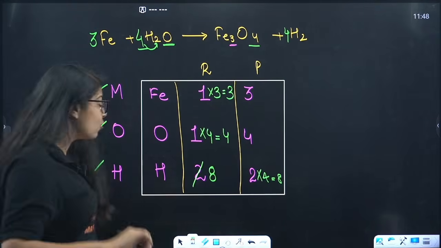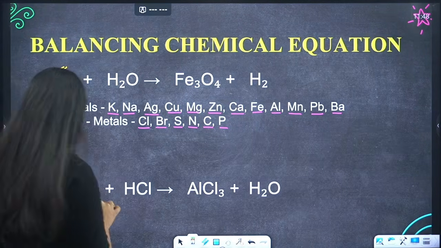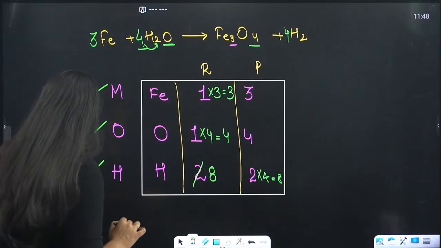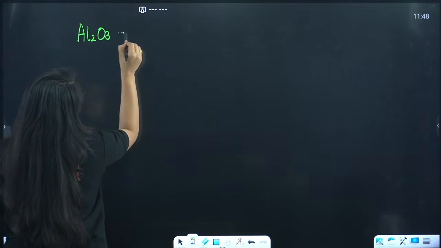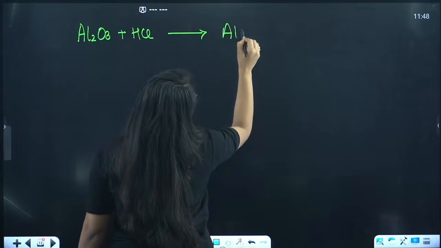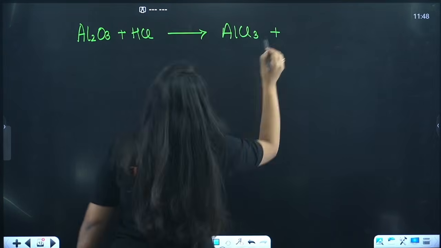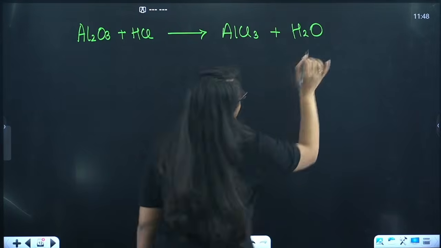Okay, let's try one more example. What is given? Al2O3 plus HCl, beta. It gives us AlCl3 plus water. Okay, now beta, you have to balance this.